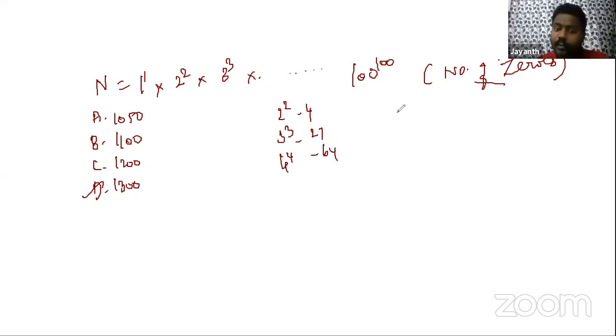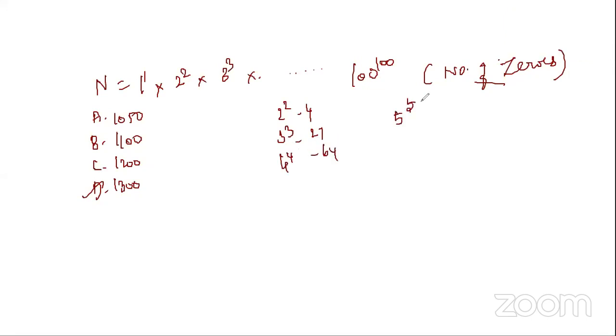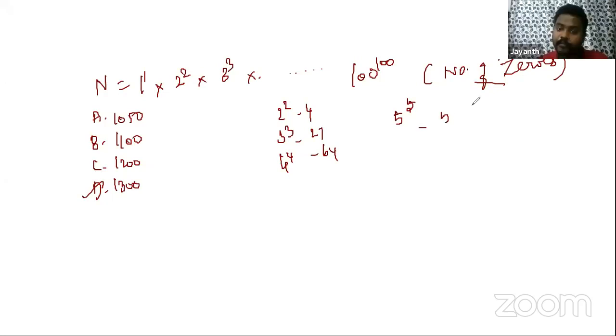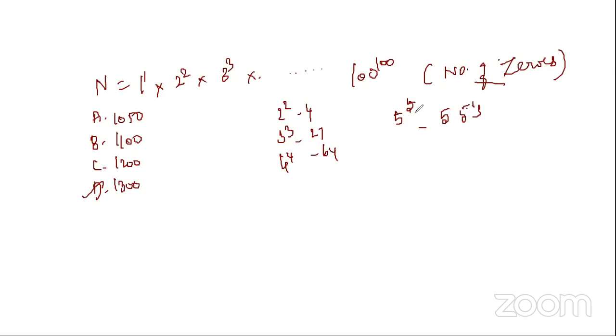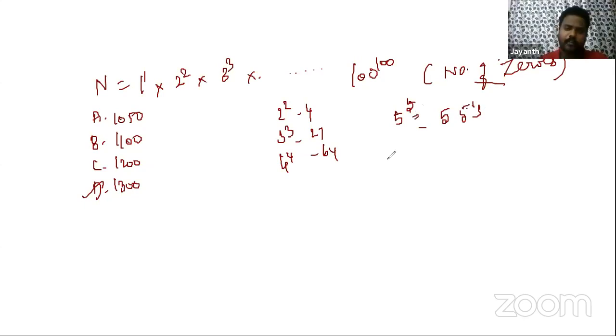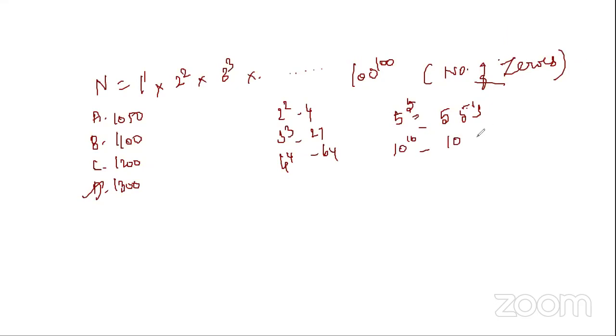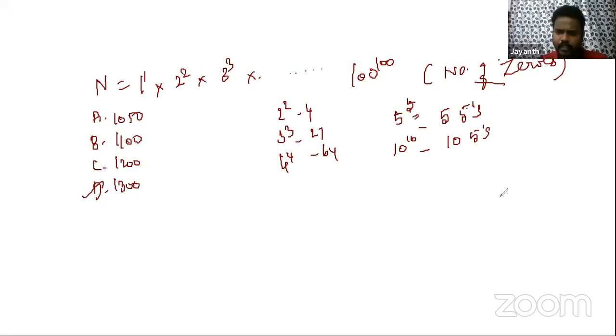Listen here, 5 power 5 gives 5 5s: 5 into 5 into 5 into 5 into 5. Likewise, 10 power 10 will give 10 5s. Is it so? Am I right or not? Likewise, 15 power 15 gives 15 5s. Likewise, we get all multiples of 5. If we keep going like this, it is 5 plus 10 plus 15 plus up to 100.